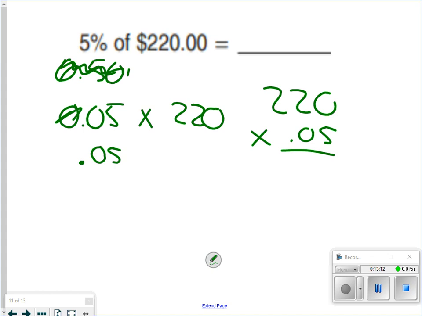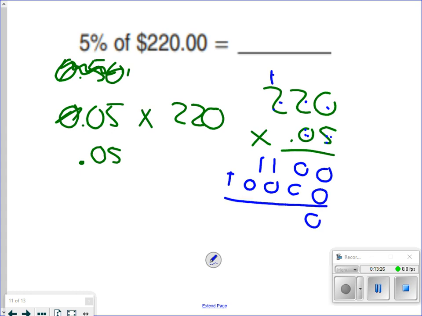If I multiply these, watch closely. This is how it works out. 5 times 0 is 0. 5 times 2 is 10. 5 times 2 is 10 plus 1 is 11. Place value holder, 0, 0, 0. I add these things up. I have a 0, 0, 1, 1. Okay? How many numbers are after the decimal? I have two numbers after the decimal. 1, 2. My answer is 11.00. Let's move on.